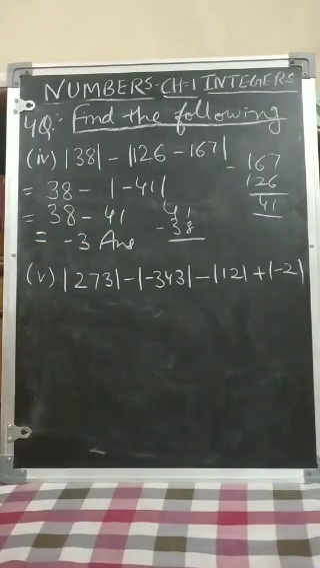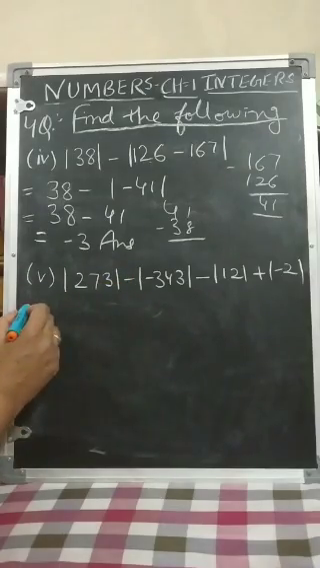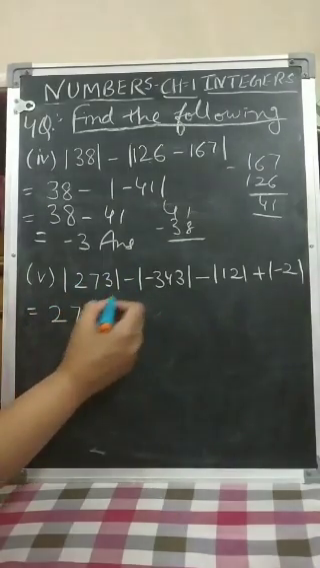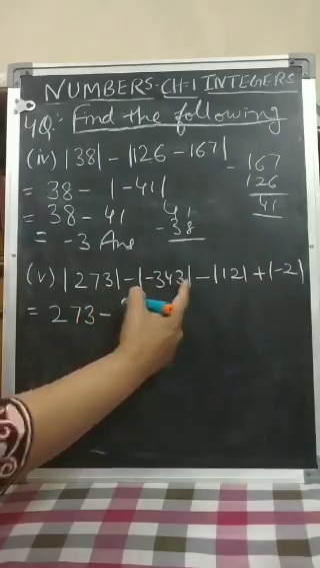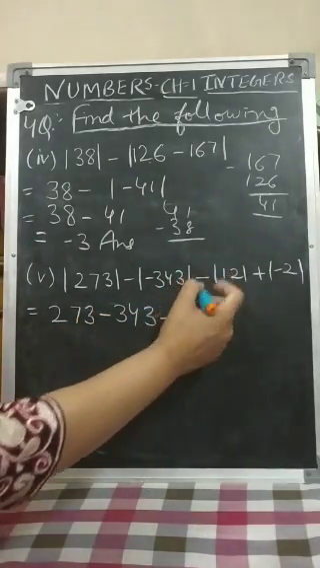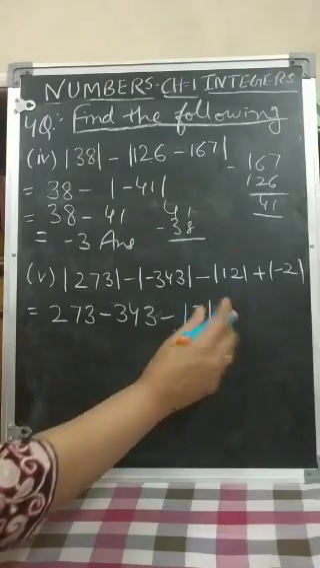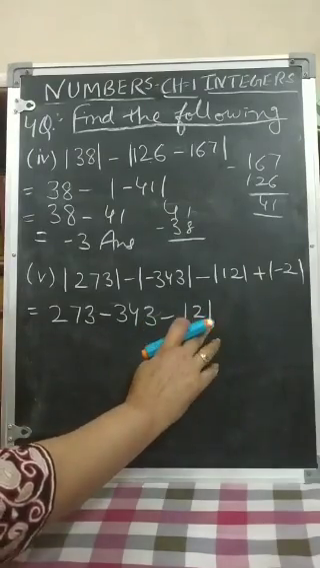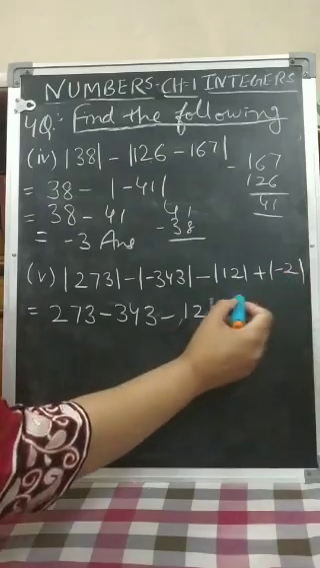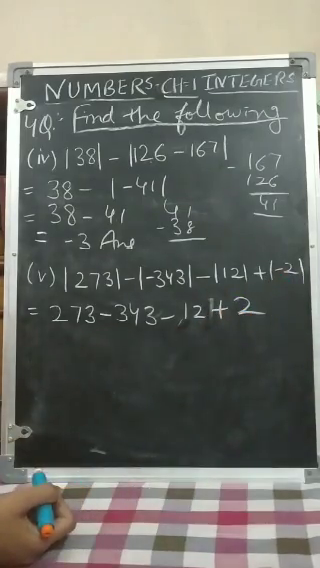Fifth part also I will solve for you. 273 absolute value will be 273. Minus will remain here. Its answer will be 343. Its answer will be only 12. And plus minus 2 absolute value will be only 2.